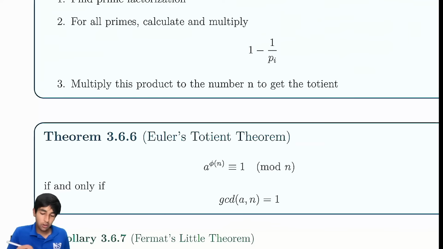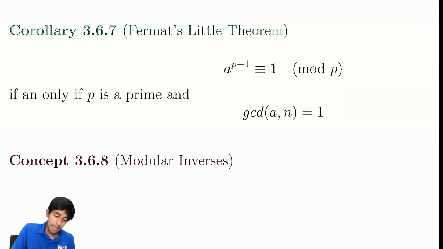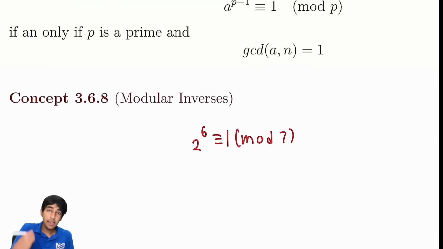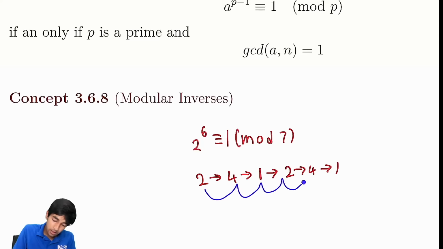So, Euler's totient theorem. Let's look at Fermat's little theorem first. What this is saying is that any number to the power of p minus 1, where p is a prime, is 1 mod p. For example, 2 to the 6 is 1 mod 7. So basically, every 6 values, this cycles and comes back to 1. We have 2, then 4, then 8, which is 1, and then 2, and then 4, and then back to 1. So you see that 2 to the 6 is 1.